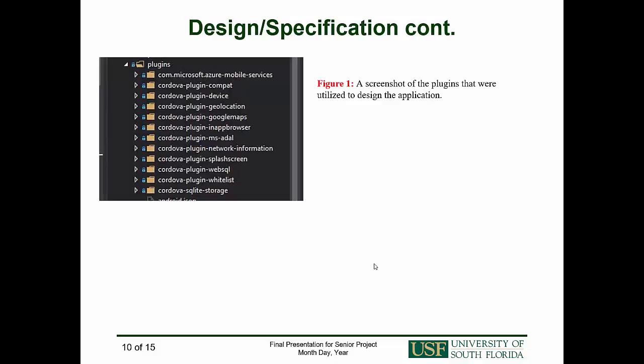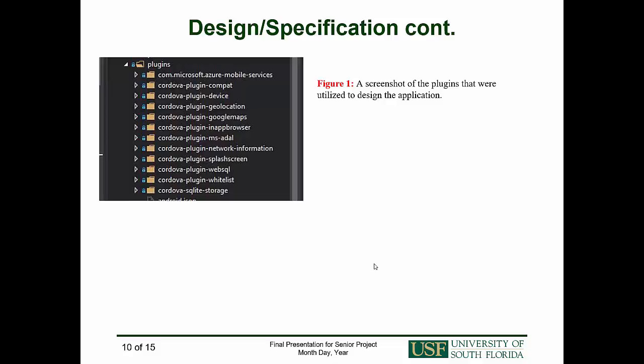So furthermore into the design and specification, for creation of our database, our application, we used the Cordova plugins. There were a bunch of plugins which are needed to allow the application to be created. So we use the Microsoft Azure plugin, the Compact Device Geolocation plugin, Google Maps plugin, InAppBrowser plugin, MS Adal, the Network Information plugin, Splash Screen, WebSQL, Whitelist, and storage. So for Cordova, all those plugins are required.